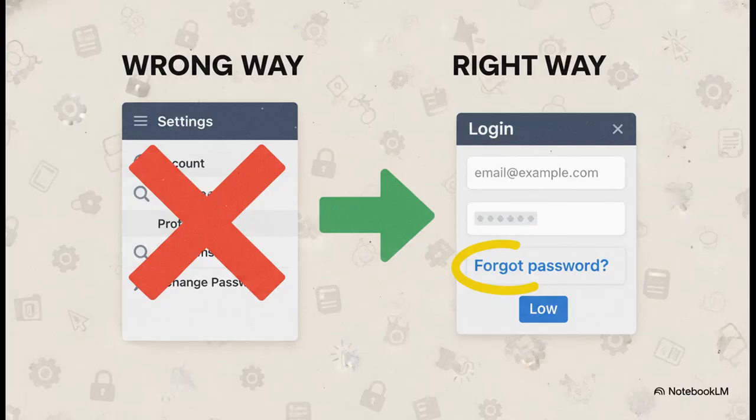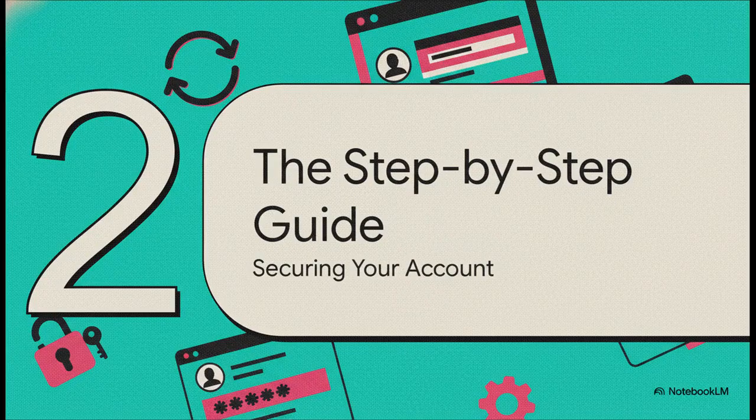And this right here is the bottom line. You can stop hunting through your account settings for that change password button. It doesn't exist. The only way to create a new password for ChatGPT is by using that forgot password link on the login screen. That's it. It's their one-size-fits-all system.